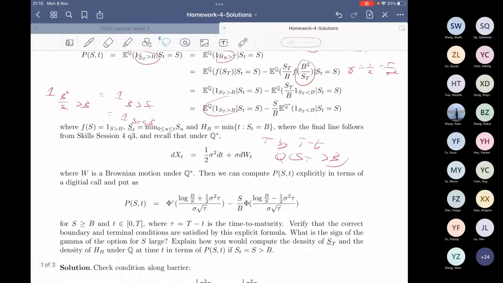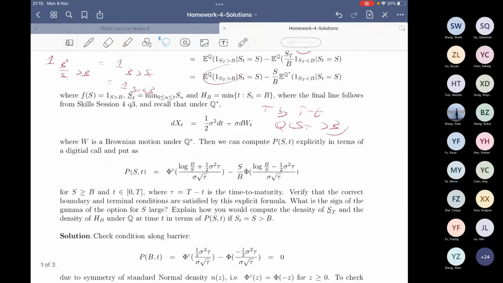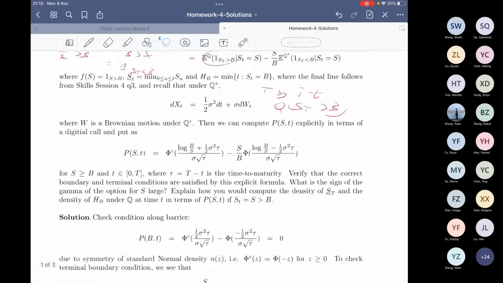So this is the formula I claim for the price of this no touch option, where tau is the time to maturity and S is the current stock price, and of course B is the barrier. There is no strike for this type of option. It's a simpler type of barrier, so it only has a barrier level B, and it just pays 1, remember, if S does not hit the barrier level at any time over the lifetime of the option, which is capital T.